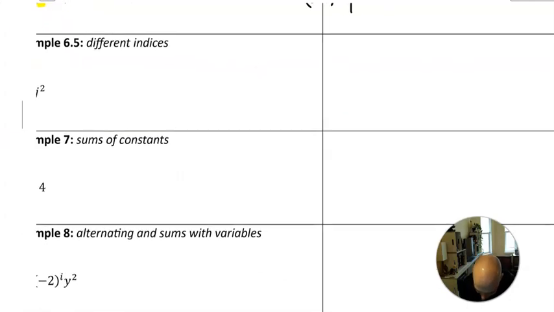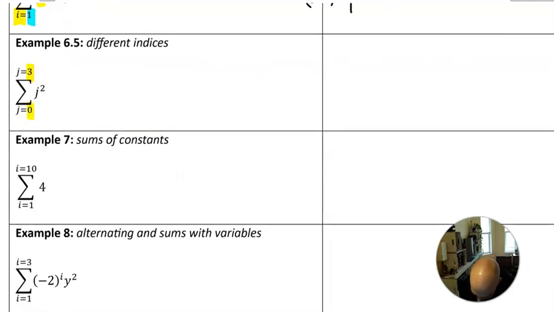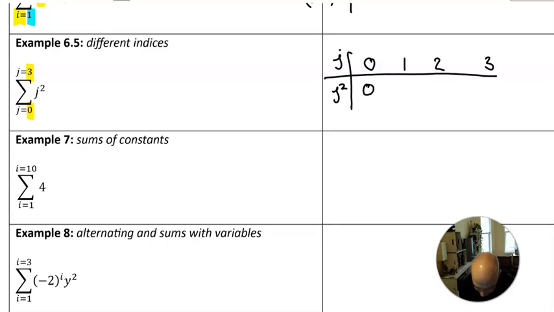So let's do this as our little table of values. Here we'll do j, and then we'll do j squared. The lower limit says we start at 0, and then we go up by 1. So we're going to do j is 0, 1, 2, and 3. And then we're going to find j squared. 0 squared is 0, 1, 4, 9. Interestingly, this also comes out to 1 plus 4 plus 9 plus 0, which is also 14.